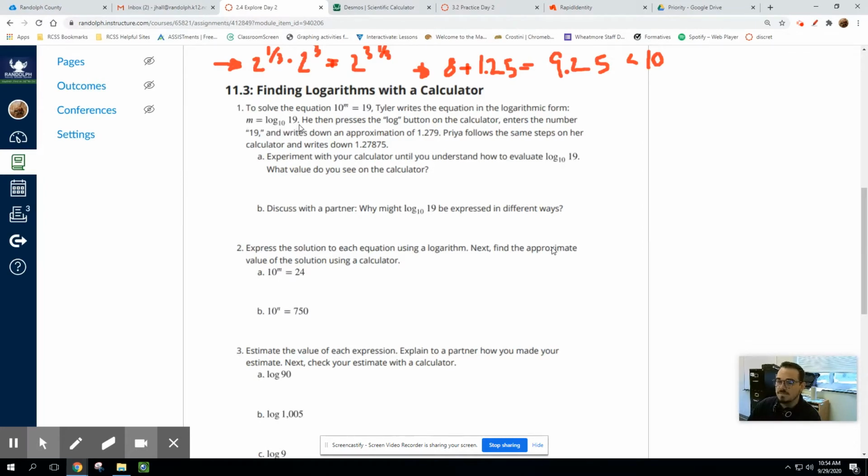Pyra follows the same steps in her calculator and writes down 1.27875. We want to experiment with your calculator and understand how to evaluate log base 10 of 19. So you're going to put this into your calculator. Remember, log base 10 works in the scientific calculator on Desmos, which I'll show you here in just a second.